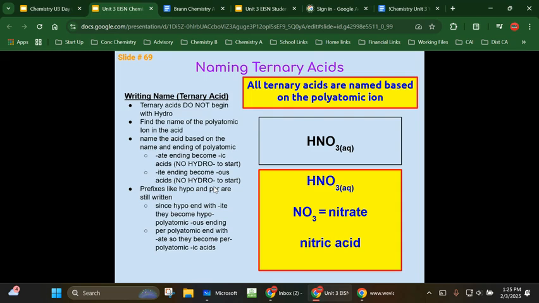If it's ternary and it ends in ITE, you are going to simply make it an OUS acid. Now, it might have hypo in front. More than likely not. What would happen if this was HNO5? I'm sorry, HNO4. My bad. No wonder why you're looking at me like I'm crazy. HNO4. Pernitric acid, because it would come from pernitrate.